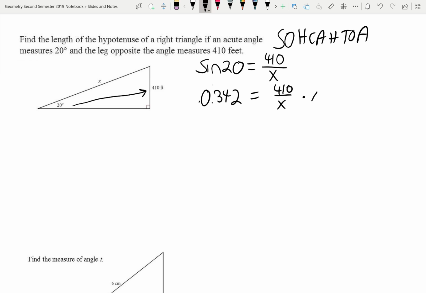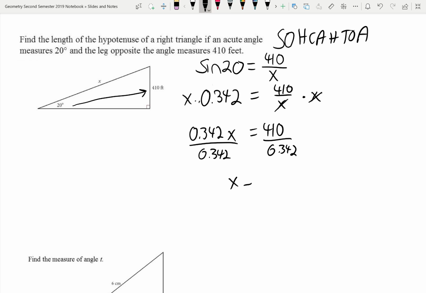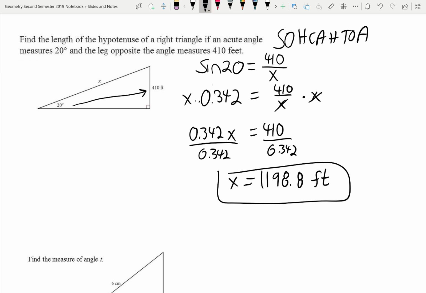What I recommend doing is just multiply both sides by x, and that x will cancel, and we'll get 410, and that'll be 0.342x. And then just divide both sides by 0.342, and x will equal about 1,198.8 feet. Okay, that concludes 12.1 notes, part 1.